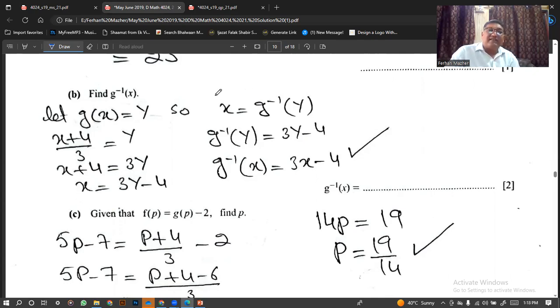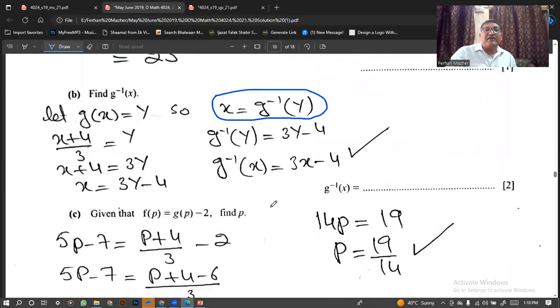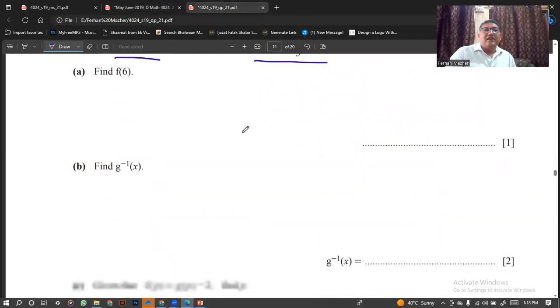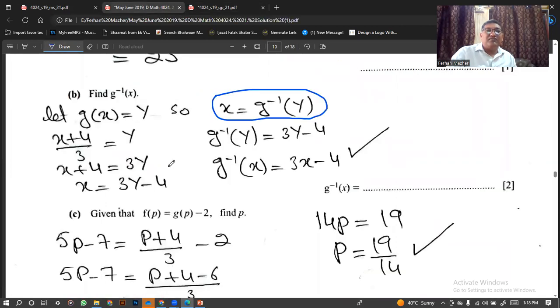In the place of x, I will write g inverse of y. And that will be equal to 3y minus 4. Then I will change the variable, and then it will become g inverse of x equals 3x minus 4. So my inverse is 3x minus 4, and that is the right answer, sir. Hopefully you understand. Then the C part is, he says f of p is equal to g of p minus 2. Find the p value.